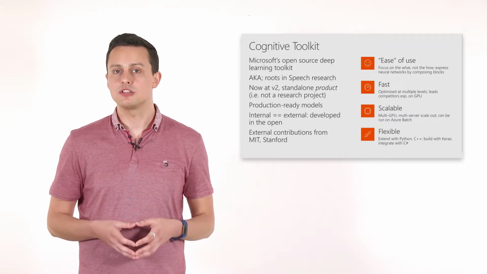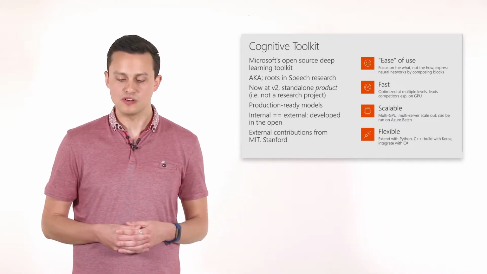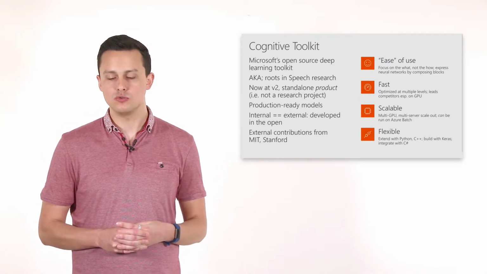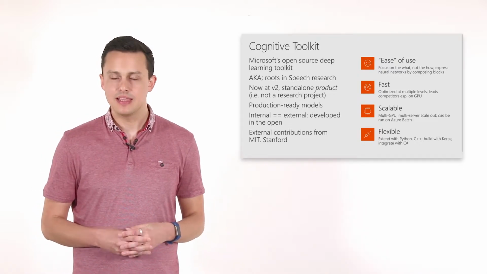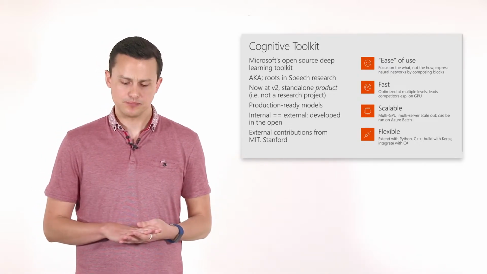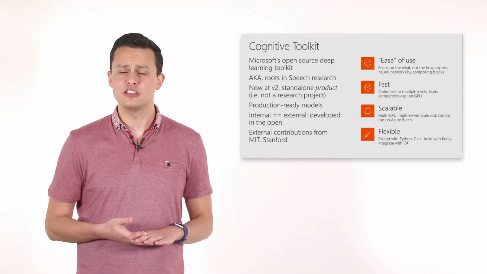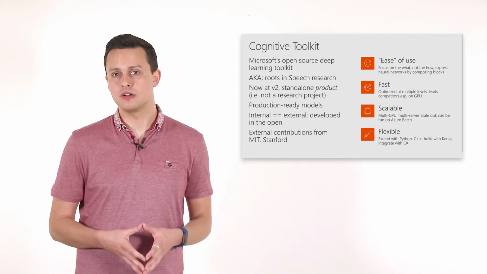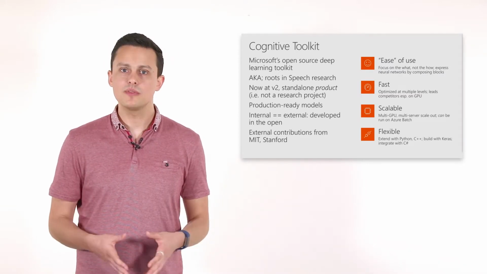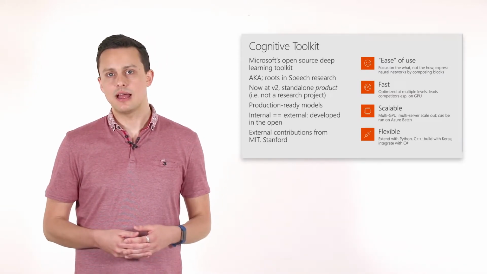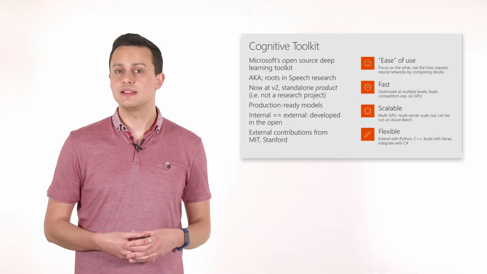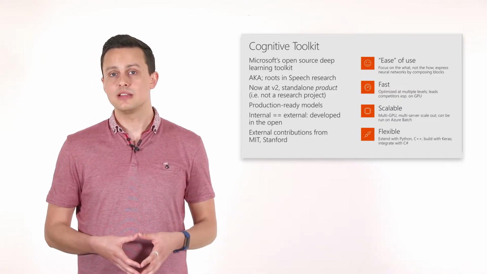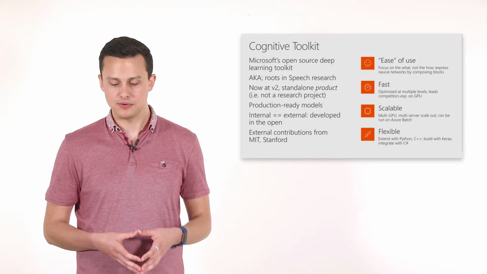Microsoft has a solution to make this process easier called Cognitive Toolkit. It's their open source deep learning toolkit. It has its roots in Microsoft research and specifically in speech research. It's now developed as a product in the open on GitHub, so you can see all of the issues and all of the changes yourself. You can also see that they've started to take external contributions from some of the leading researchers in the field.